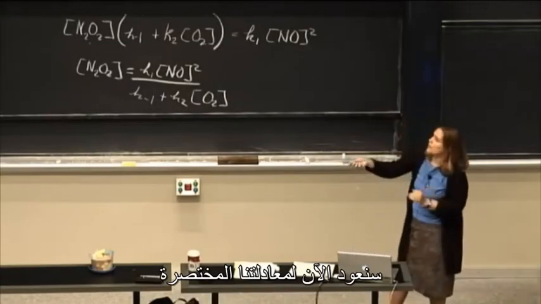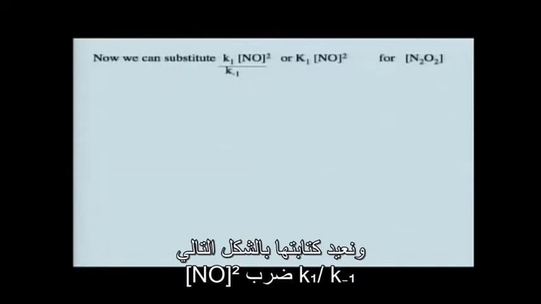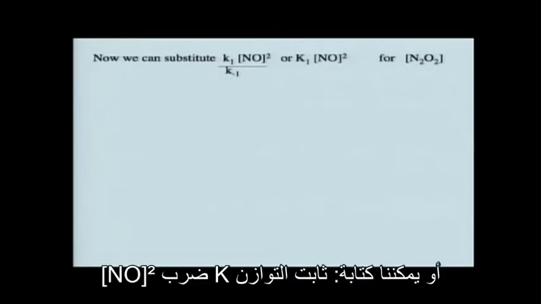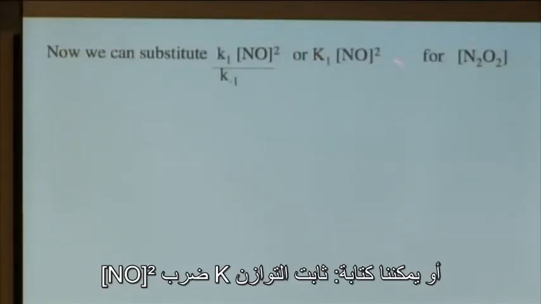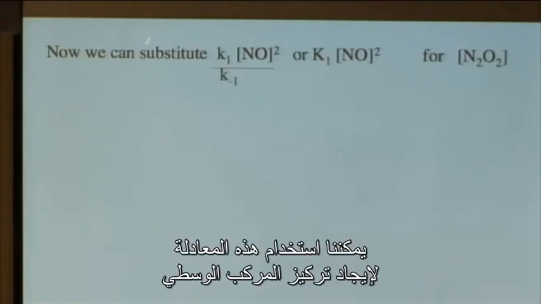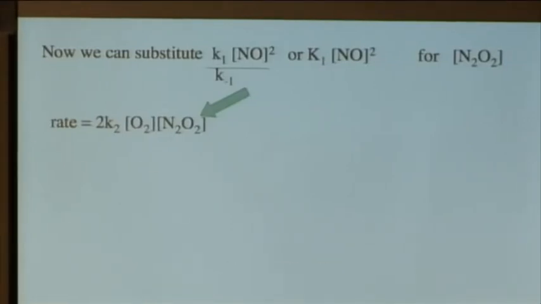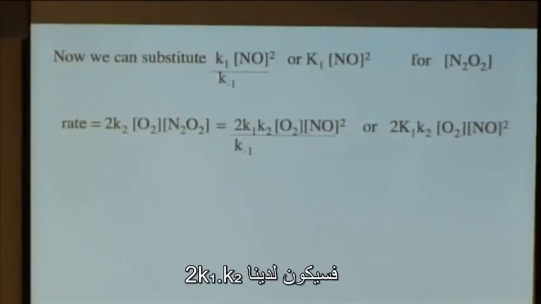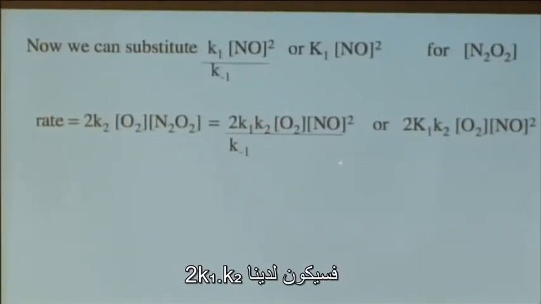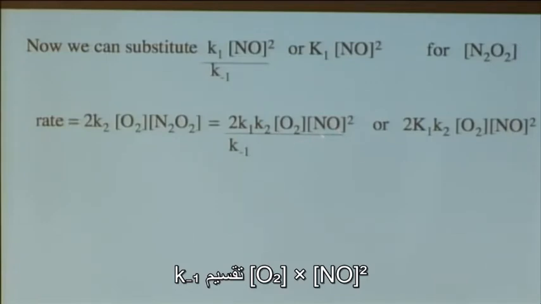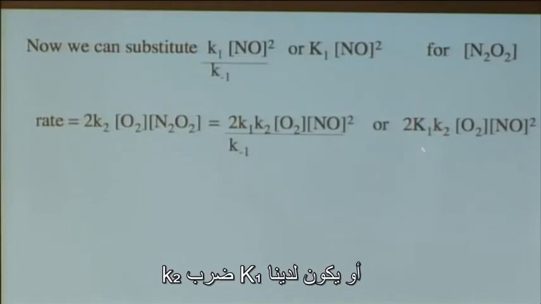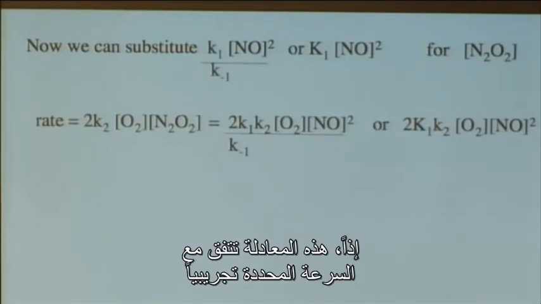So now we can go back with our simplified expression, and we can express it as rate constant K1 over rate constant K minus 1 times NO squared, or we can write it as the equilibrium constant 1 times NO squared. And we can plug that in, solving for our intermediate. And so if we put that now back into this expression, we have the 2 K1, K2. We have our oxygen concentration and our NO squared over K minus 1. Or we can have equilibrium constant 1 with our K2 and our 2.